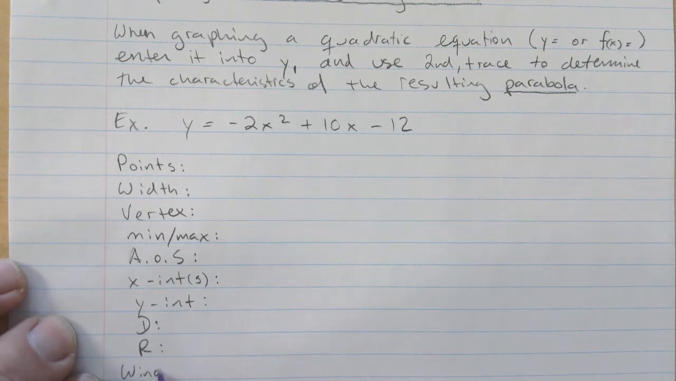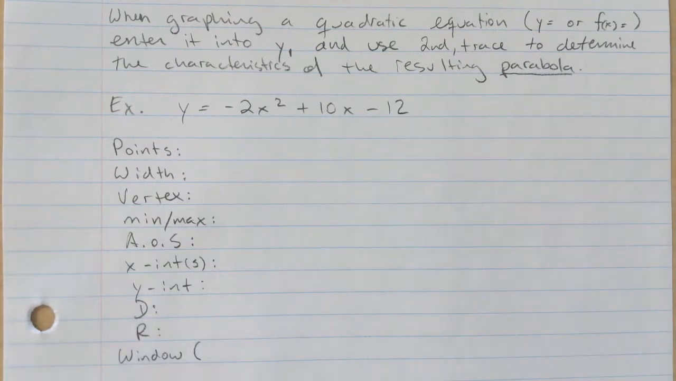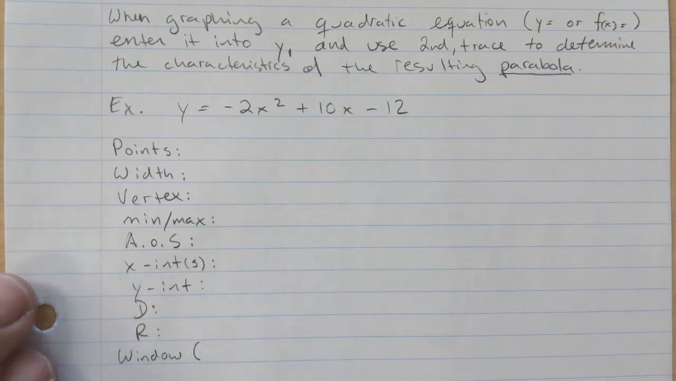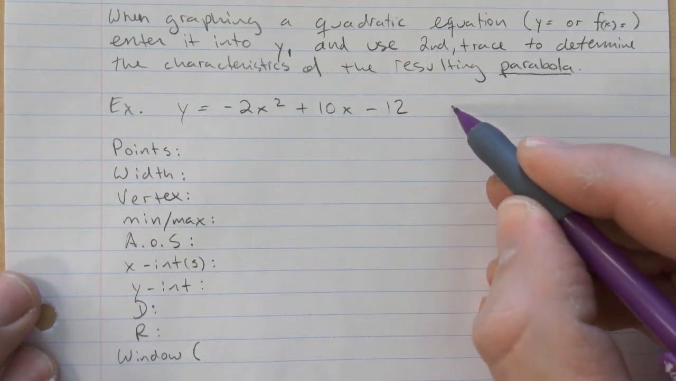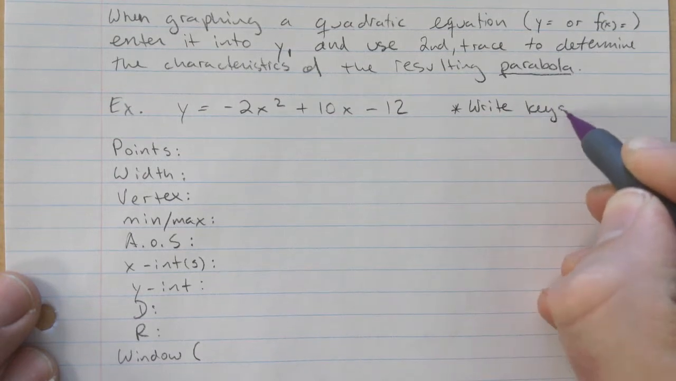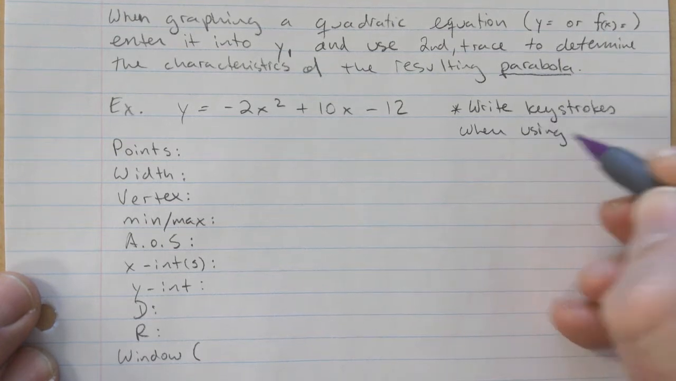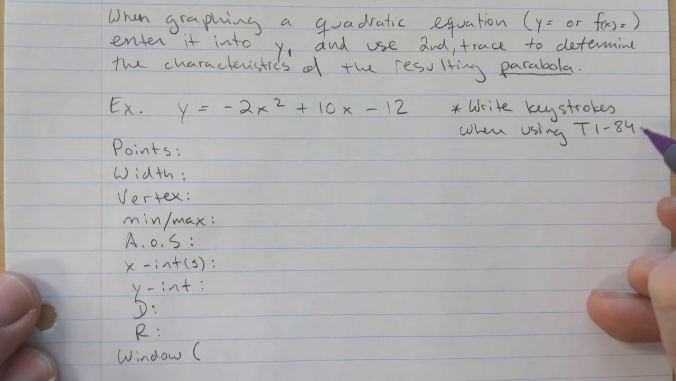And for now, I'm also going to provide you with a window, what window I used to be able to actually see this graph. And I will make a note here. Write keystrokes when using the TI-84. Okay.